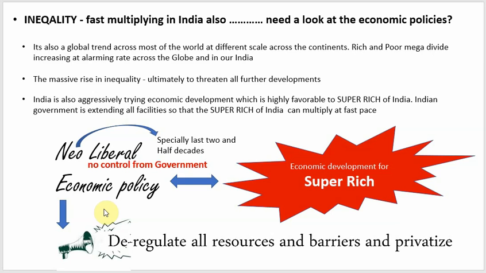What's wrong then? Do we need a relook at the economic policies? See, it's a global trend across most of the world, at different scales across the continents. The rich and poor mega divide is increasing at a very alarming rate across the globe and in our country also. This massive rise in inequality will ultimately threaten all further development. India is also aggressively pursuing economic development which is highly favorable to the super rich of India, and the Indian government is extending all facilities so that the super rich of India can multiply at a fast pace.